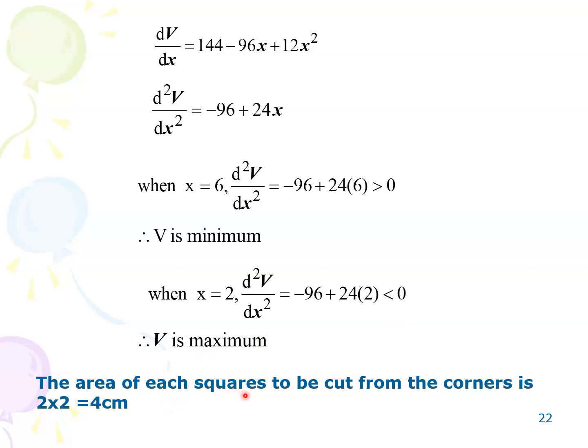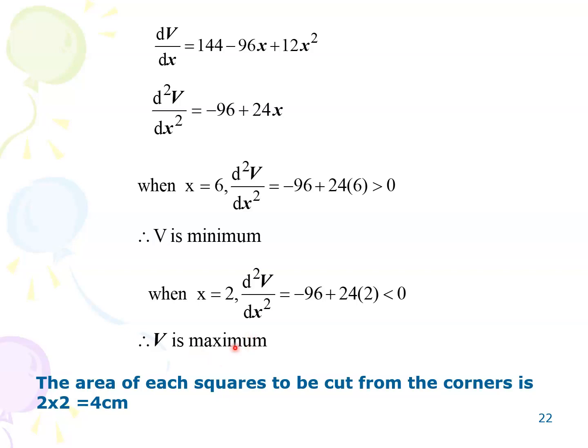So the area of each square to be cut from the corners is 2 times 2 equal to 4 cm. How do I know 2 times 2 equal to 4 cm? Because of this. Instead of using x equal to 6, I choose x equal to 2 because this one will bring you to maximum V. From this value of x equal to 2, you will get the maximum volume. See? And this one, we didn't choose x equal to 6 because your volume is going to be minimum. So choose this one, maximum.